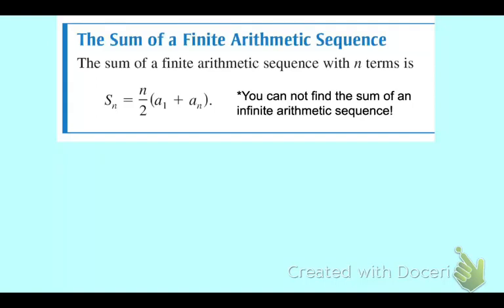So day 2 of our 9.2 saga. Okay, we're going to do the sum of a finite arithmetic sequence. Finite means it does what? It ends. Why can't I do the sum of an infinite arithmetic sequence? It never ends. I can't get to the end, so I can't.